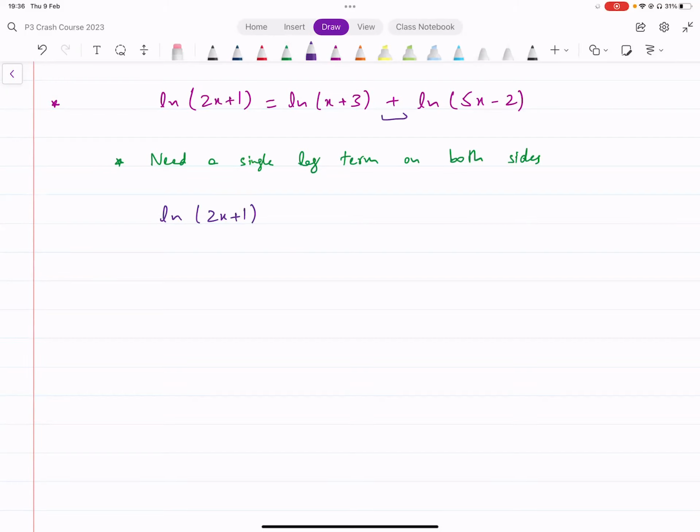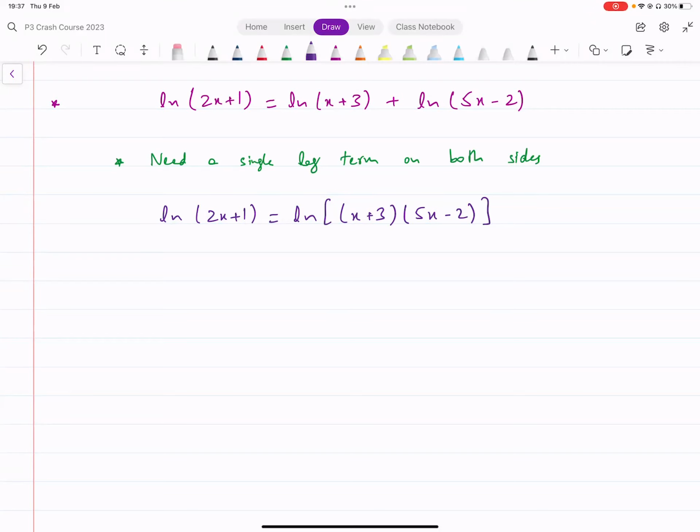You've got addition outside the log. The two logs are being added outside. That should remind you of the multiplication law, right? So if you have addition outside the log, if I were to make it a single log, inside this log we would have multiplication. So I could write it as a single log like this: ln of x plus 3 multiplied by 5x minus 2. And now we've got a single log on both sides.